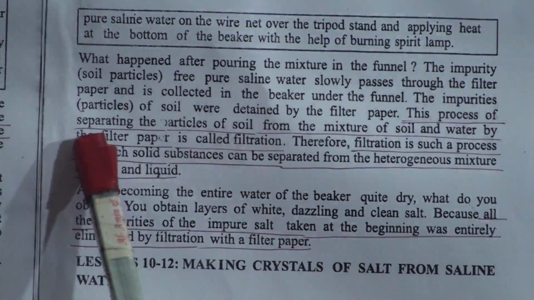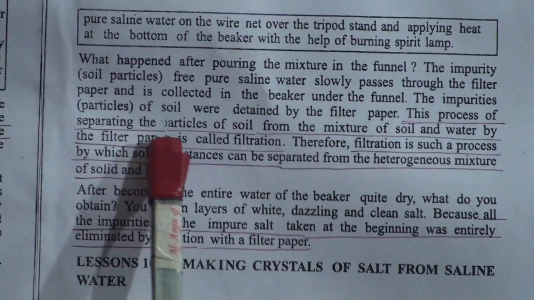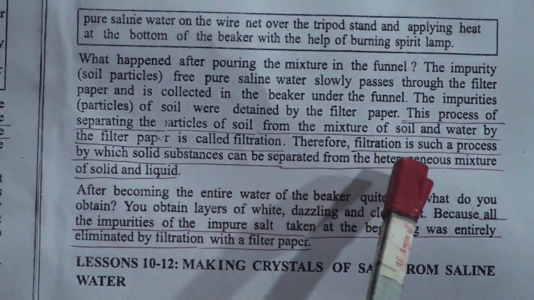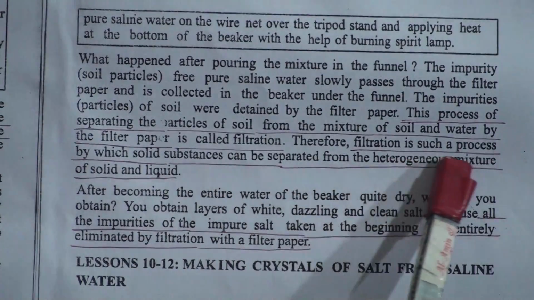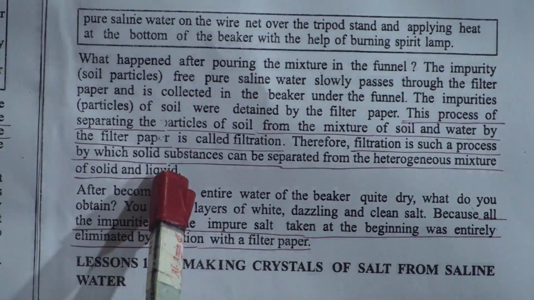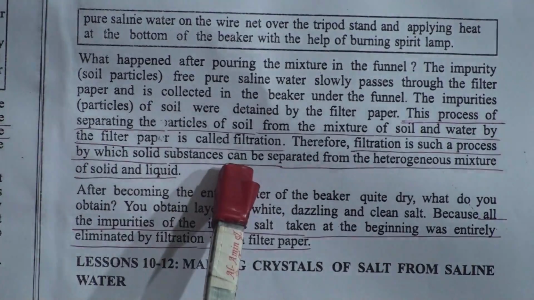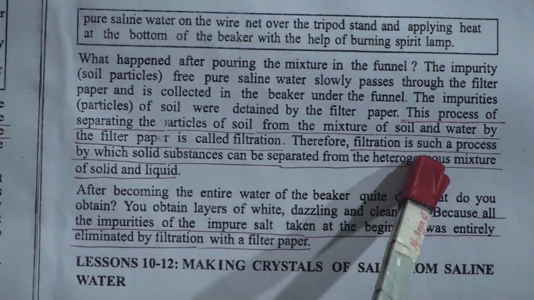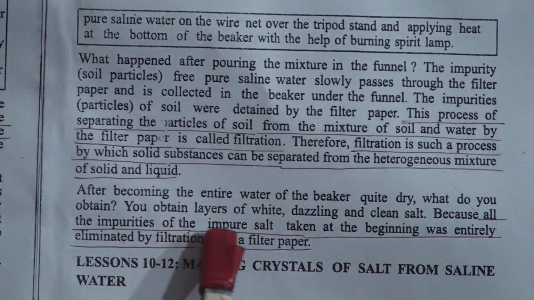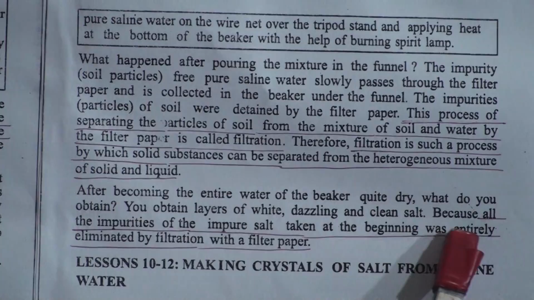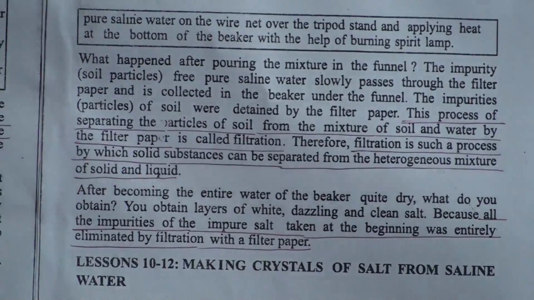Now, this process of separating the particles of soil from a mixture of soil and water by filter paper is called filtration. Filtration is a process by which solid substances can be separated from a heterogeneous mixture of solid and liquid. All the impurities of the impure salt taken at the beginning were entirely eliminated by filtration with a filter paper.